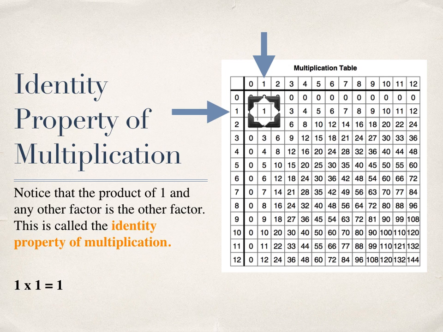A third property of multiplication that we can use is the identity property of multiplication. Notice that the product of 1 and any other factor is the other factor. 1 times 1 is 1. 1 times 7 is 7. 1 times 10 is 10. 1 times 12 is 12.